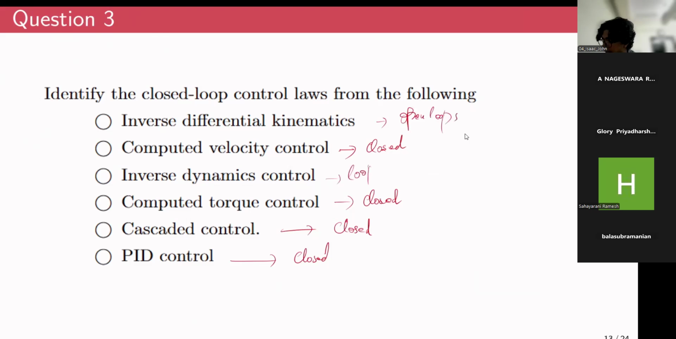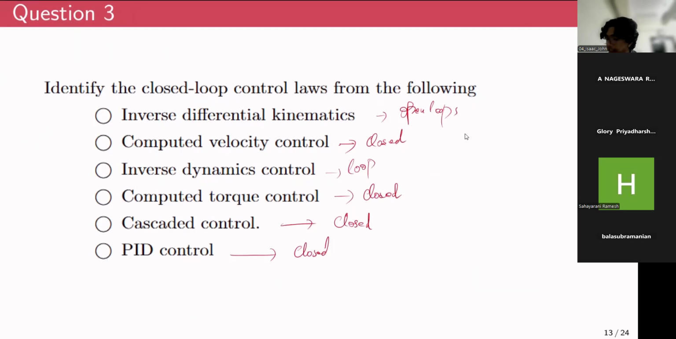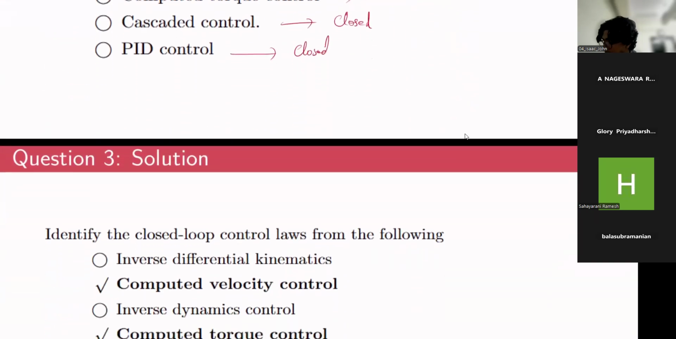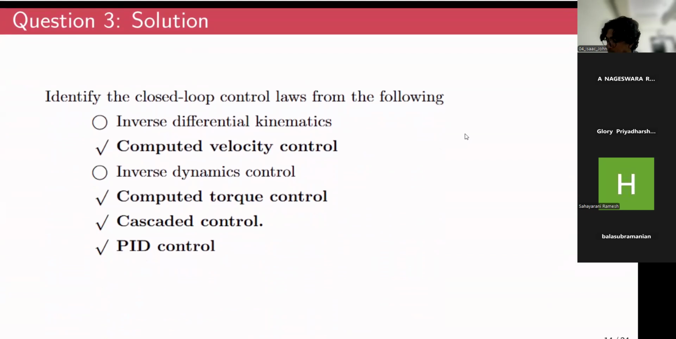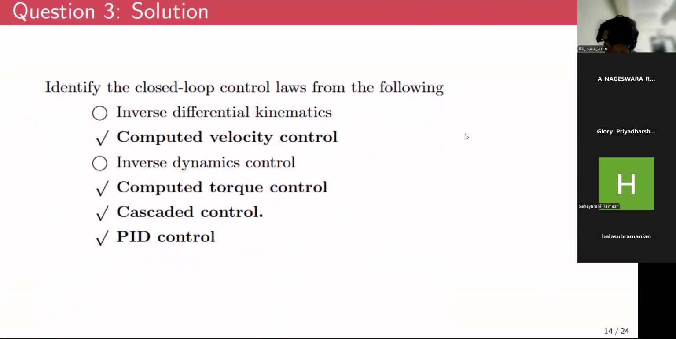Yes, I agree with that. So I believe there is no need for any sort of clarification. If any clarification is required, please let me know. But the answer is, 4 among those 6 options are closed loop. Only these 2 are open loop. If there is any doubt regarding any of these control laws, let me know. I can go back and explain.